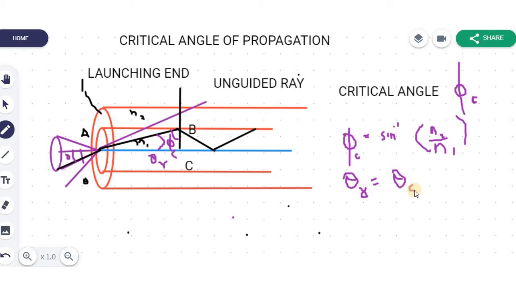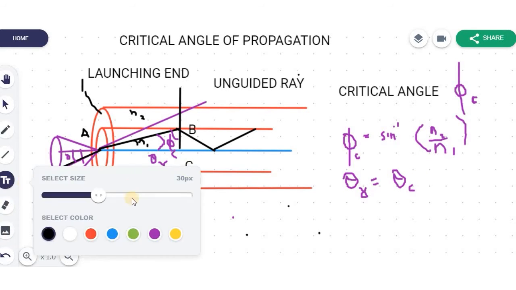When theta is equal to theta c, what happens? The rays propagate through the fiber, and this is the theta r. This angle is phi c. So it is obvious that rays with propagation angles larger than theta c will not propagate through the fiber. The rays with angles greater than phi c will propagate. Then theta c is called the critical propagation angle.